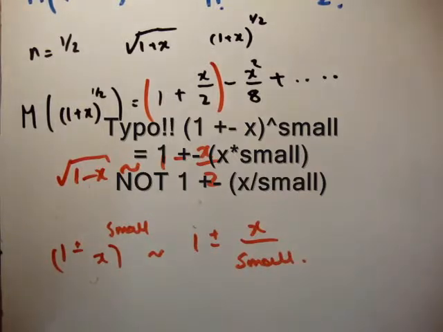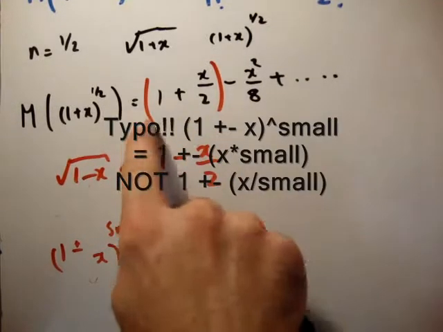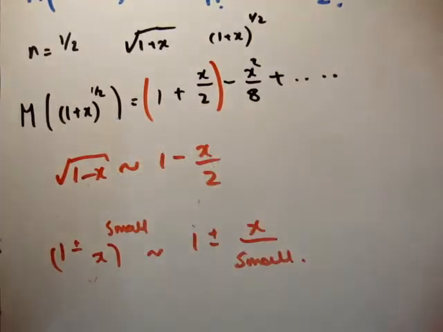And this is the Taylor expansion I'm going to use very regularly. It's used all the time in physics. So, sorry, this is the MacLaurin expansion, the MacLaurin series. So (1 ± x) to something small can be approximated as 1 ± x over something small by taking the first two terms in our MacLaurin series.